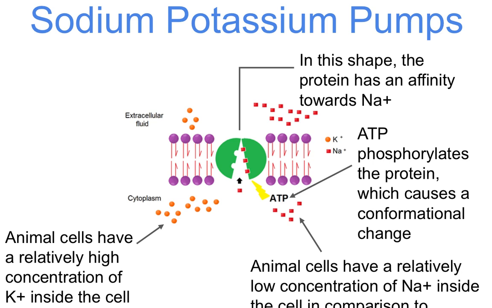Animal cells have a relatively high concentration of potassium inside of them, in comparison to what's on the outside of the cell. And so they're going to have a relatively low concentration of sodium on the inside compared to the outside of the cell. So ATP is going to be used and it's going to phosphorylate this protein and cause the protein to do that conformational change where it changes its secondary, tertiary, quaternary structure. It's not physically changing the protein, it's just flexing its structure on the inside. But this time it gets to use ATP to do it.